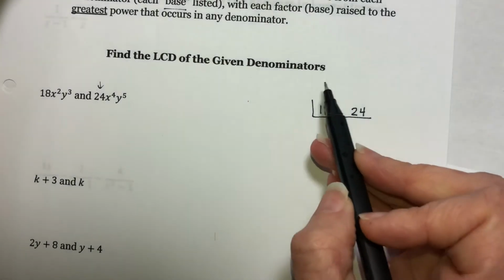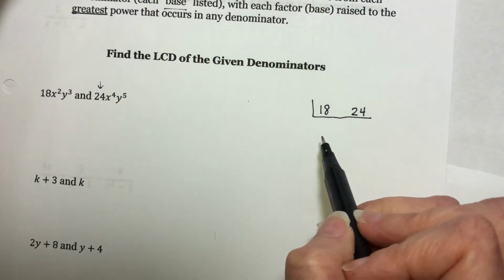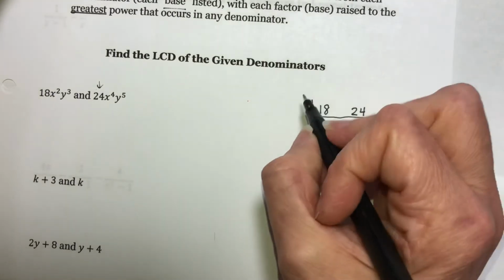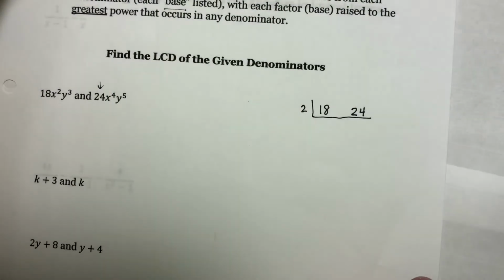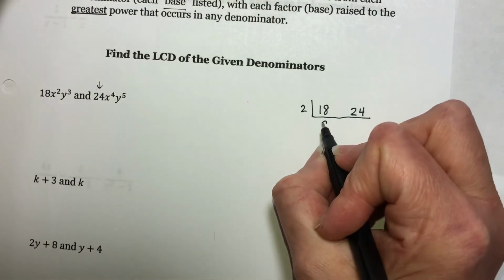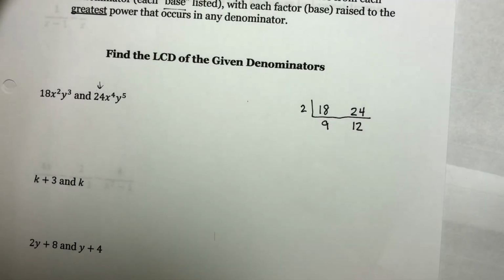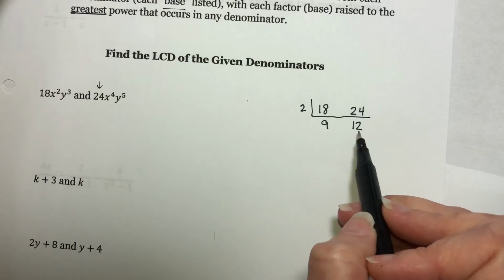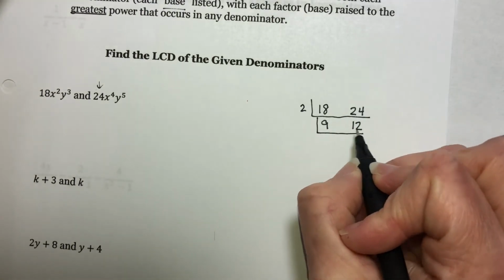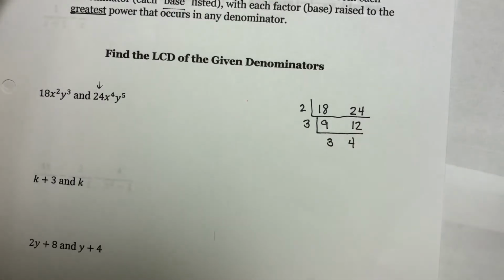And the first thing I do is, it's kind of like an upside down division sign. I'm going to try to find numbers that divide into both of them. So these are both even numbers, so they're both divisible by 2. I'm going to write a 2 on the outside. Now divide these by 2, and you get a 9 and then a 12. Okay. Now I'm looking for something that divides evenly into both of these, and both of these are divisible by 3. So if I divide that by 3, I get a 3 and a 4.